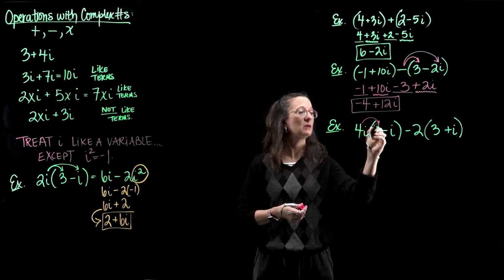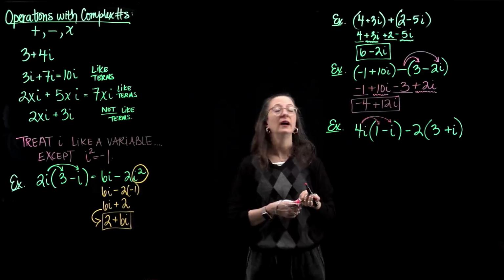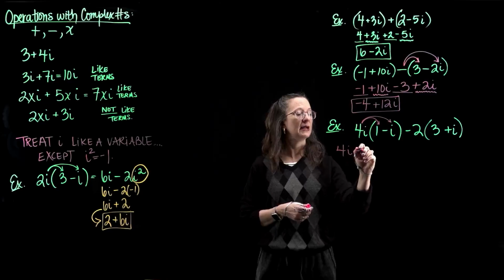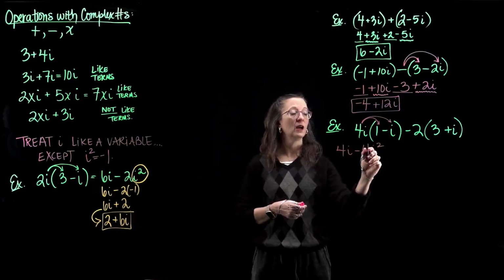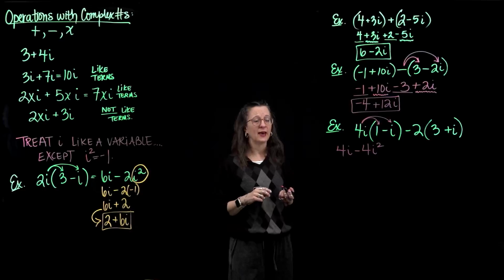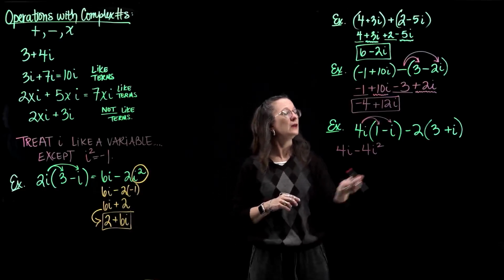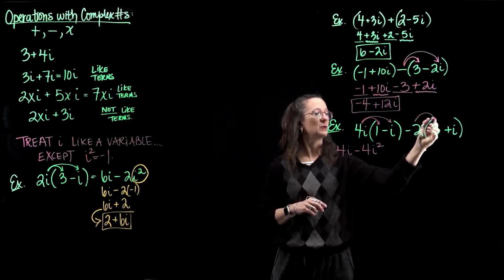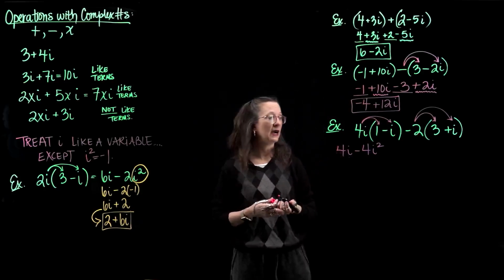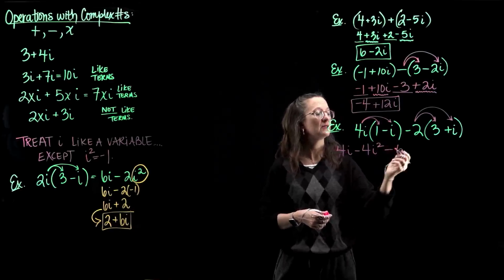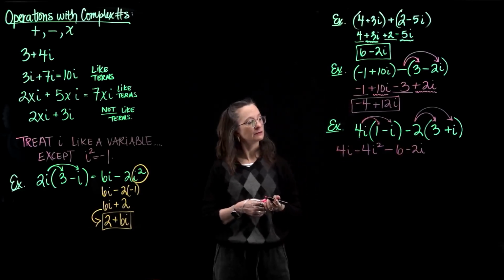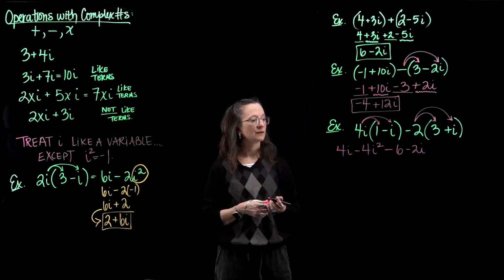So we'll take that 4i and multiply it times the 1 and by the negative i. So I have 4i minus 4i squared. Oh, when you see that i squared, we want to think, gotta simplify that. We'll come back to it. All right, for the second set of parentheses, I'm going to multiply that negative 2 times the 3 and the i. So negative 2 times 3 gives me minus 6, and negative 2 times i is minus 2i.